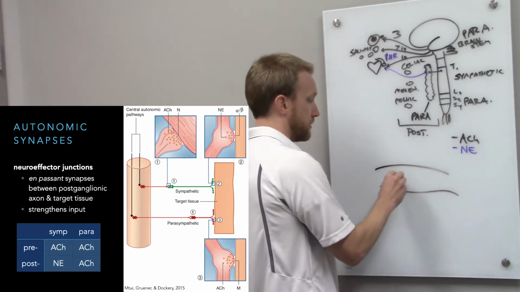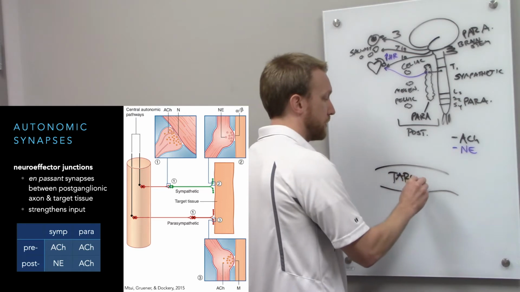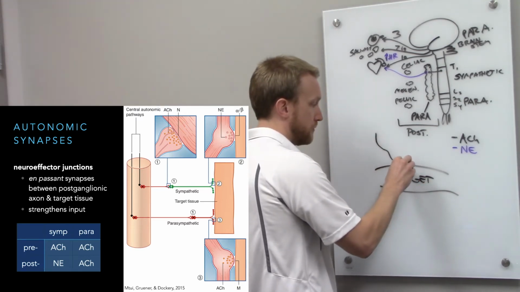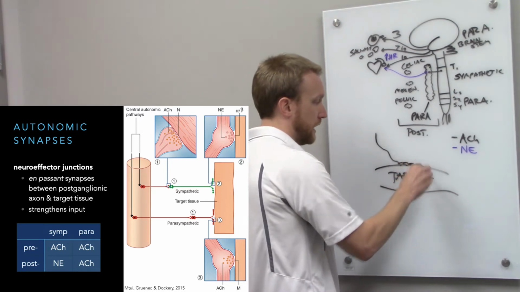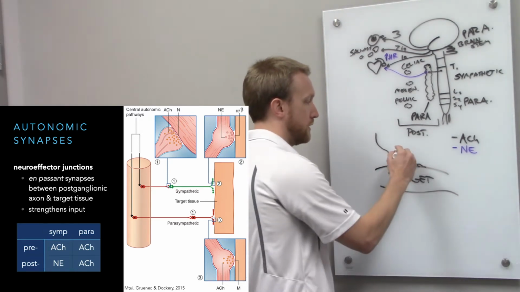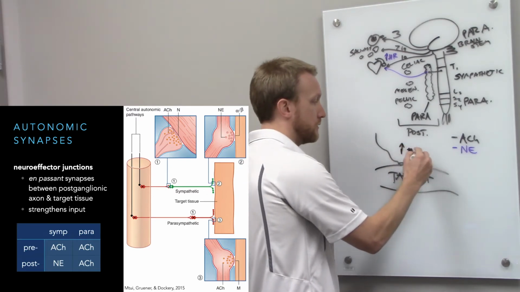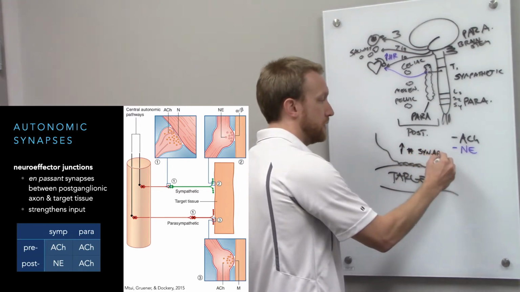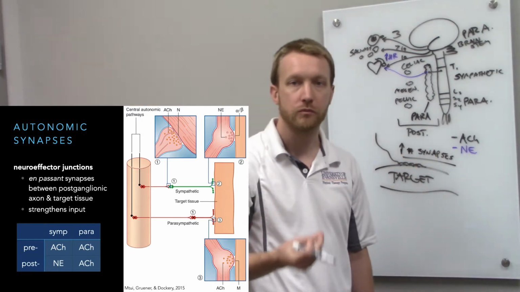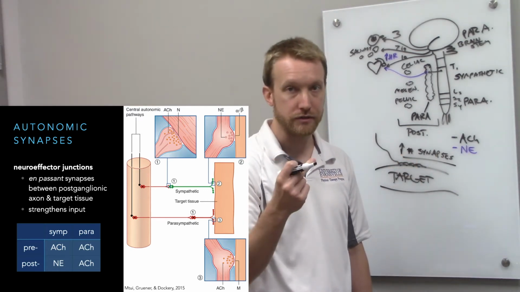So let's say we've got our target here. This is the thing we are affecting. The axon will form multiple synapses as opposed to just one. And by increasing the number of synapses, we increase the strength. Again, in the peripheral nervous system, we're not voting. That's in the central nervous system.